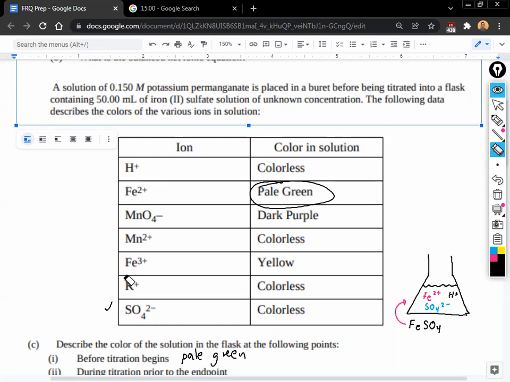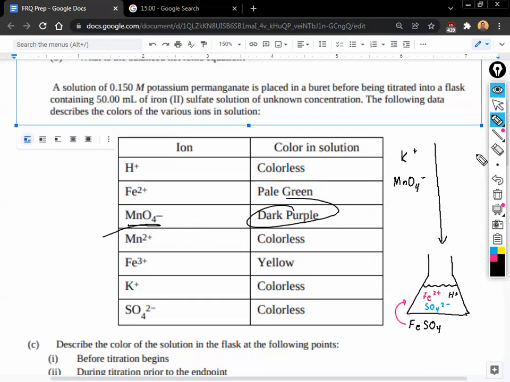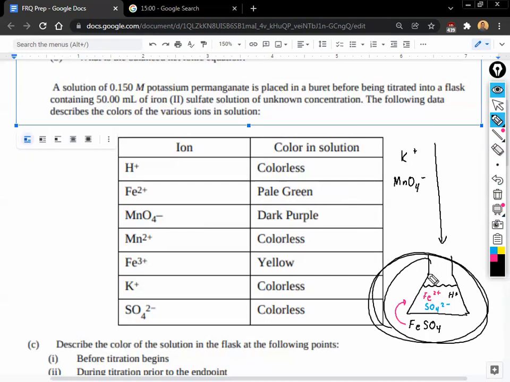Okay, so now we're going to look at the color during titration. What we're going to be doing is dropping in some of the potassium permanganate. We know that potassium permanganate ionizes to K plus and MnO4 minus. One key thing that you might fall for, the trick, is to say that, hey, there's MnO4 minus, it must be dark purple, right? However, it's important to remember that we're looking at the color inside of the flask. So what would we see in the flask?